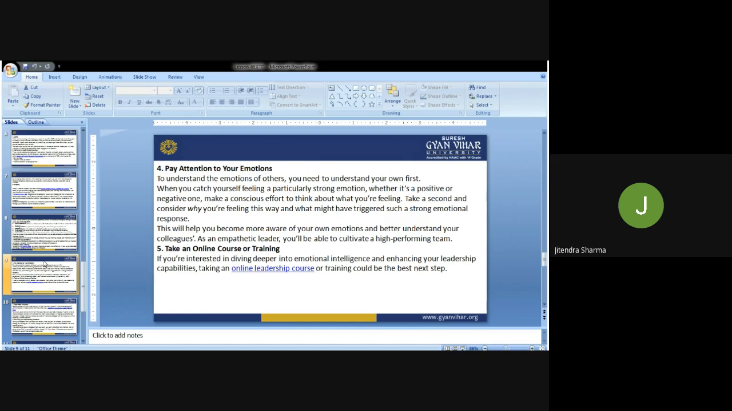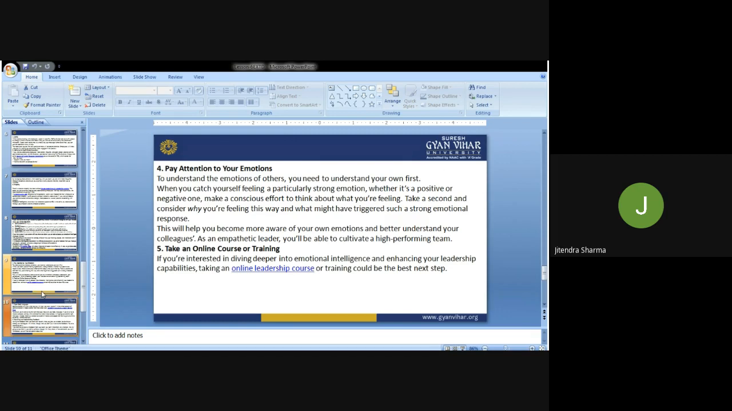Then the fifth one, take an online course or training. If you have not had the opportunity to go through the academic process of learning good leadership skills, then you can take training from an online course. There are plenty of courses available on how to develop organizational skills or leadership skills, which you can use to enhance the competency you are lacking. If you are interested in diving deeper into emotional intelligence and enhancing your leadership capabilities, taking an online course or training could be the best next step in the process of learning to become a good quality leader.